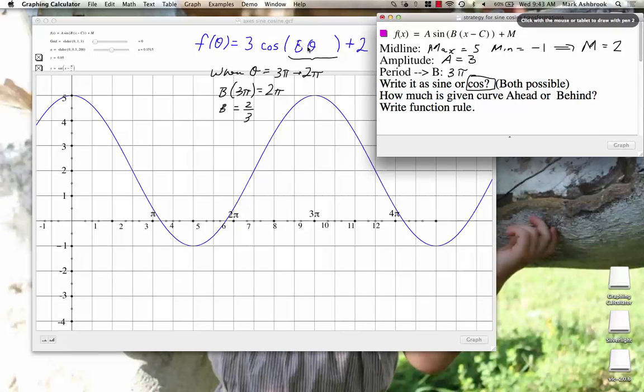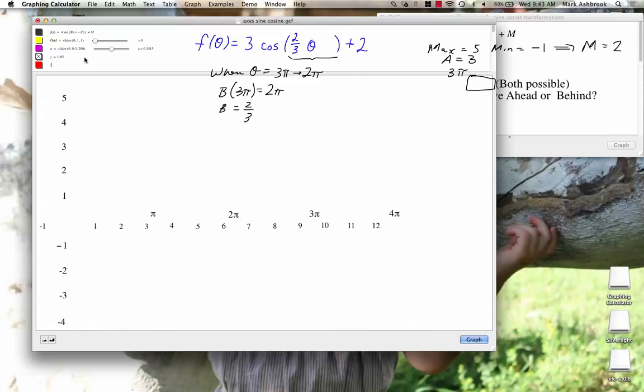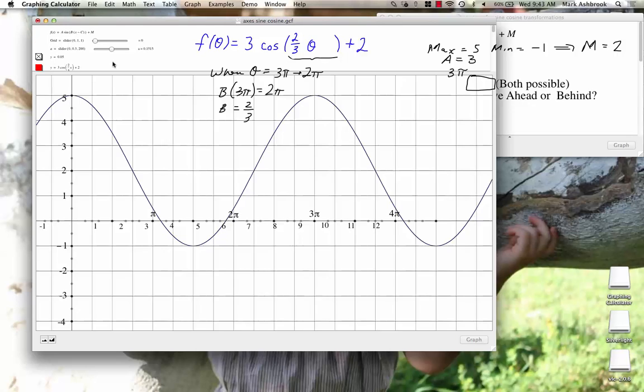So now we can come back up here and say 2/3. So I'll plot that again up here. So do y equals 3 cosine 2 over 3 x plus 2, and I'll do that in red, and it should land right on top of it. So if I turn it off, there's our original graph. If I turn it on, it's perfect. The red plus blue equals purple, okay?